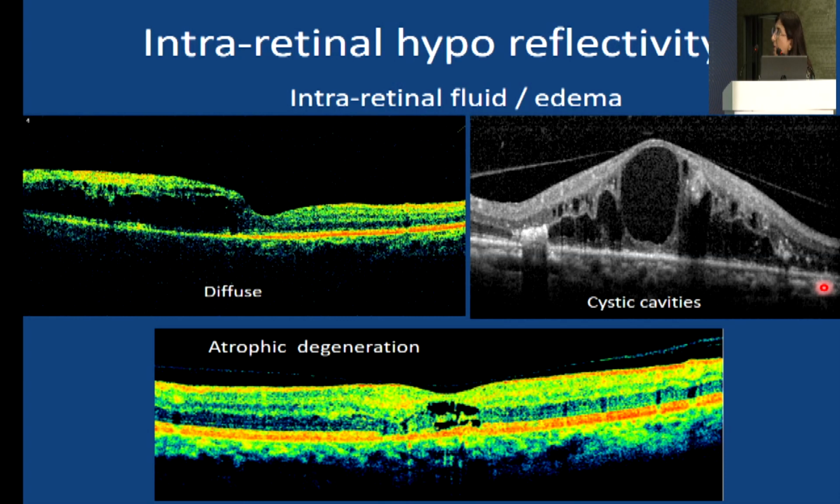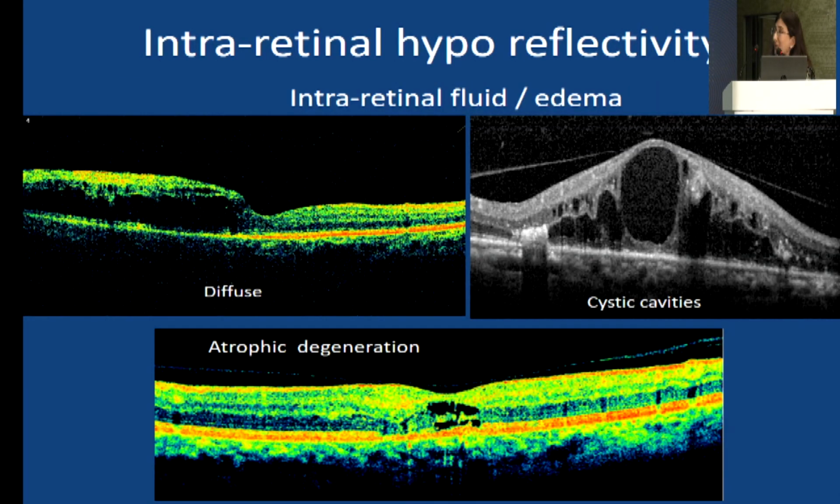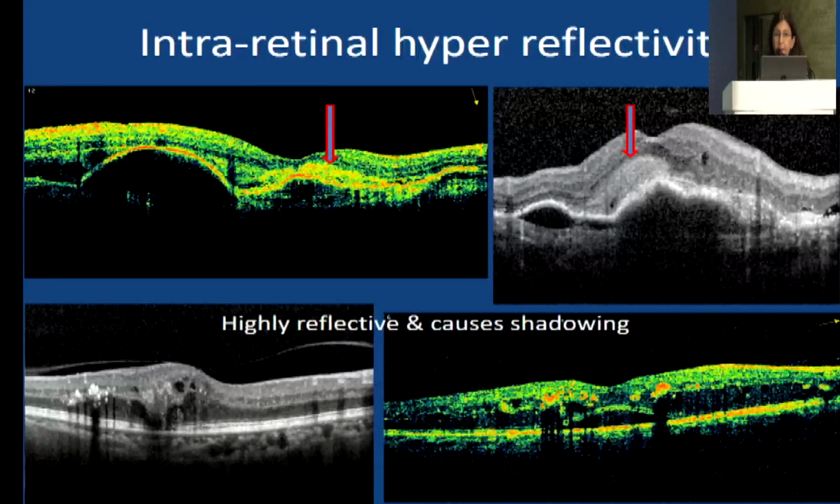But like I said, all are not fluid. So at times you may see hyporeflective spaces like this, but this is due to atrophy of the retinal cells. So how do you differentiate? You'll have to correlate clinically.